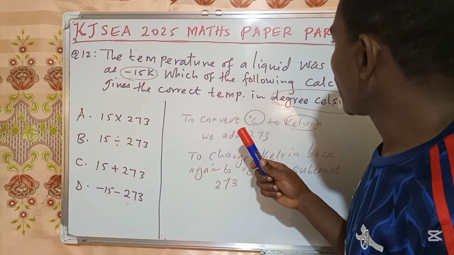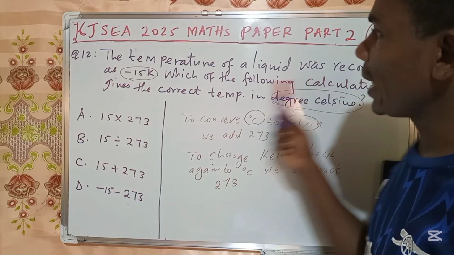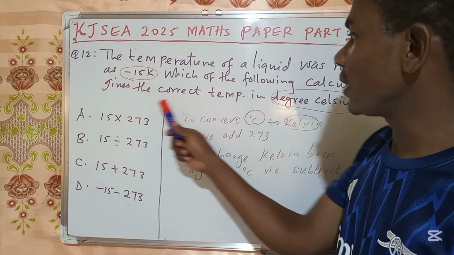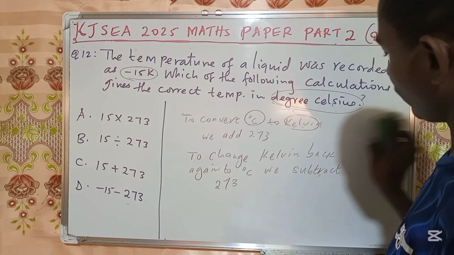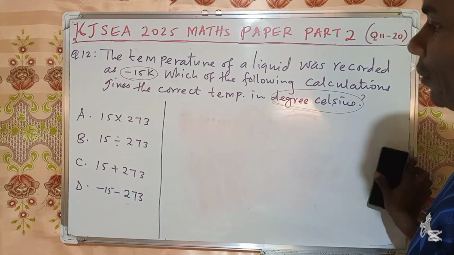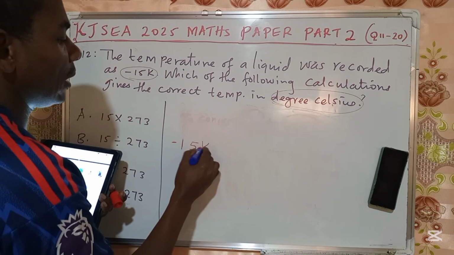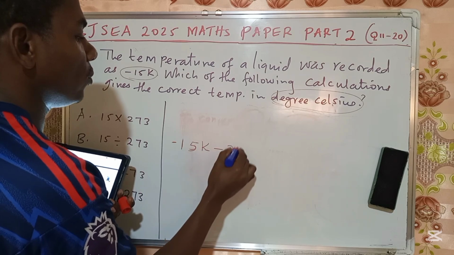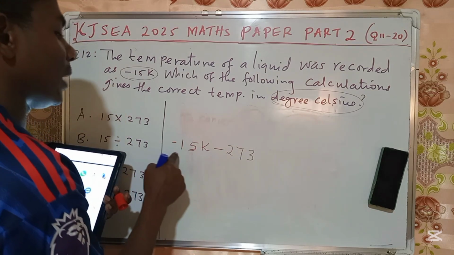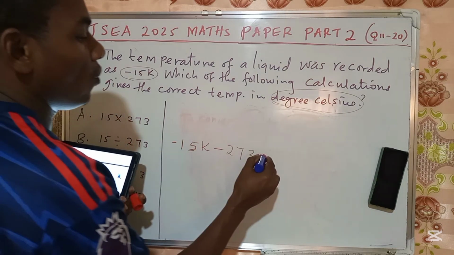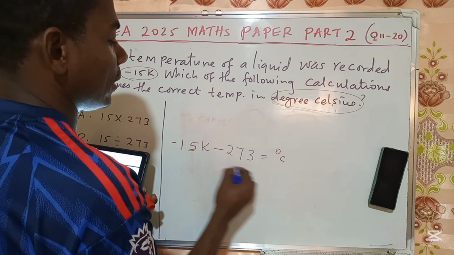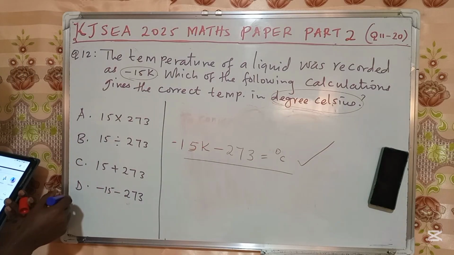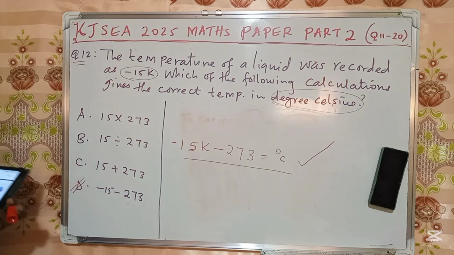So the temperature of the liquid was recorded as this Kelvin. Which of the following calculations gives the correct temperature in degrees Celsius? So these are Kelvins, we subtract 273. When we are subtracting 273 from Kelvins, we are going to get degrees Celsius. Right together? Yes. So the answer was D. Question 13.